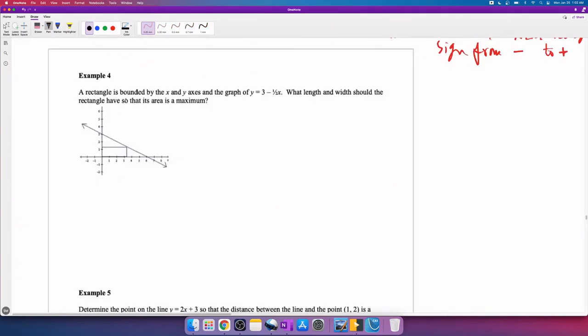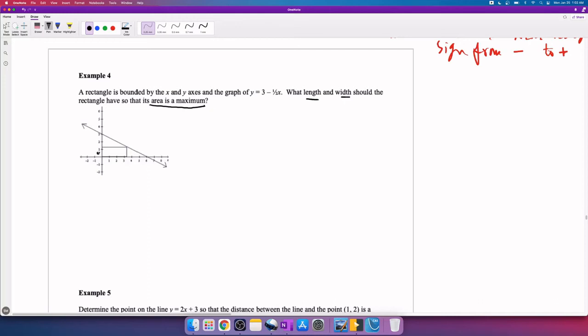Example number 4. A rectangle is bounded by the x and y axis and the graph of y equals 3 minus half x. What length and width should the rectangle have so that its area is maximized? Area maximized means the area of the rectangle should be maximized. And so the area of the rectangle is my primary equation, which we don't touch.